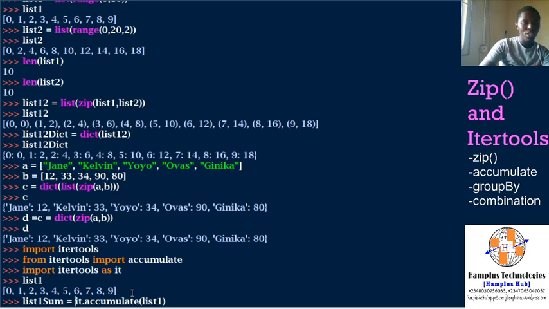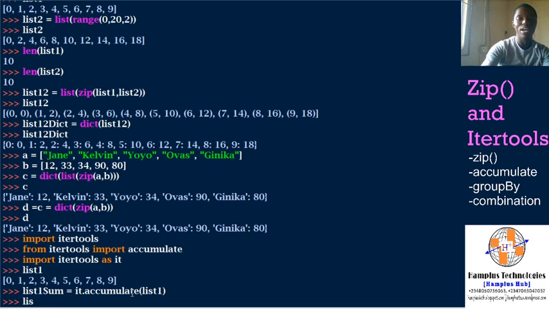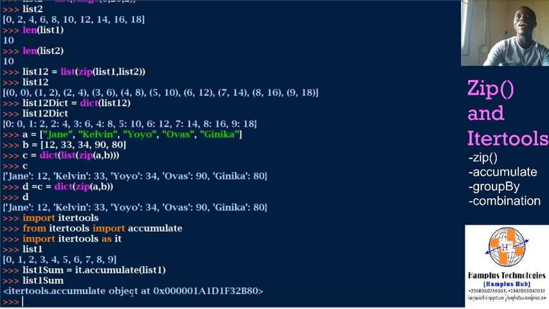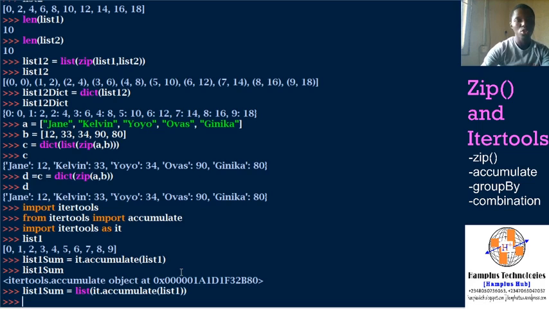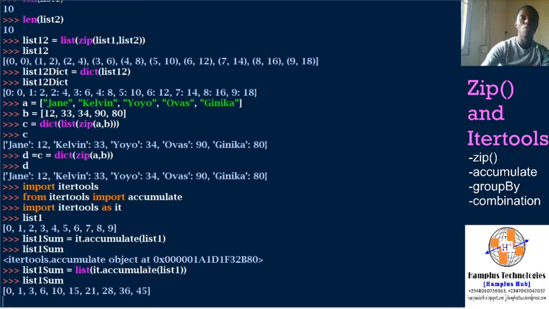Now, what will this give me in return? For me to see this, I actually have to put it in a list form, else it will be what we call a generator. So for me to actually use it well, I have to put it inside a list. It will be visible. So with this, I can come and list one sum, and you see what it gives me? It gives me the progressive sum of the list.